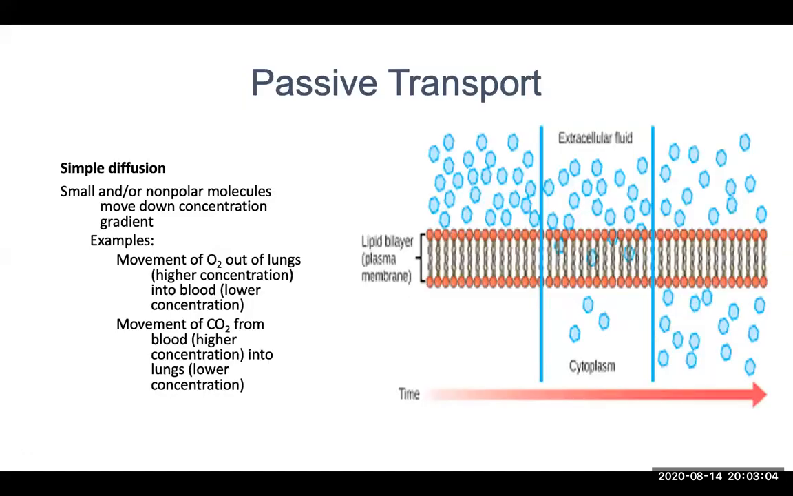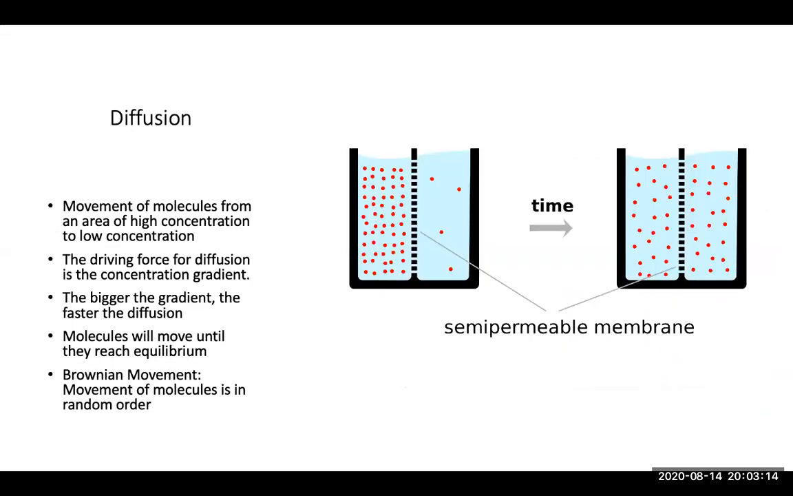Here's a look at simple diffusion and how it will go from an area of high concentration to low concentration. And it gives several examples in the body of simple diffusion. So this is passive transport.